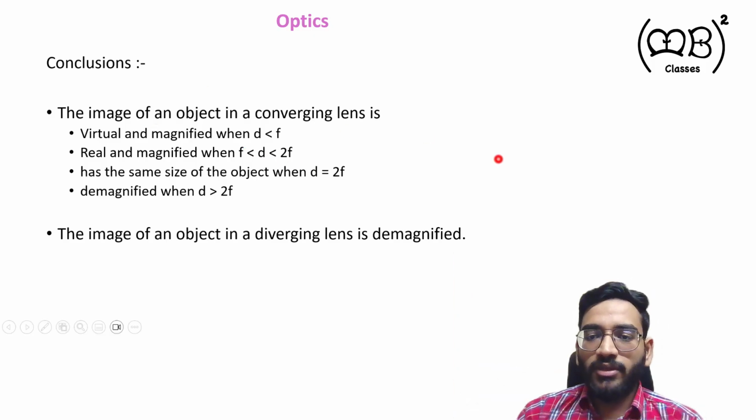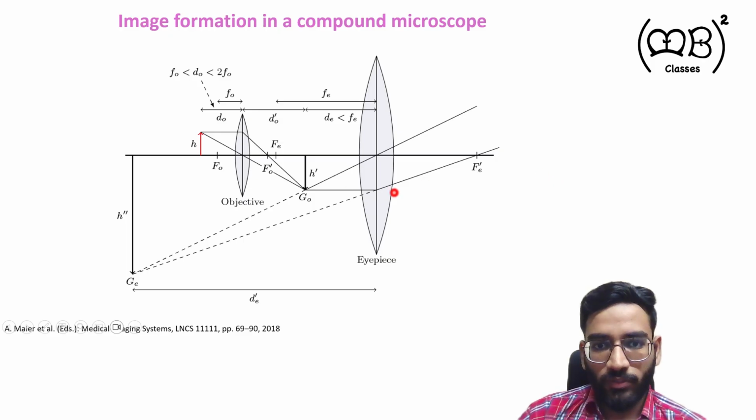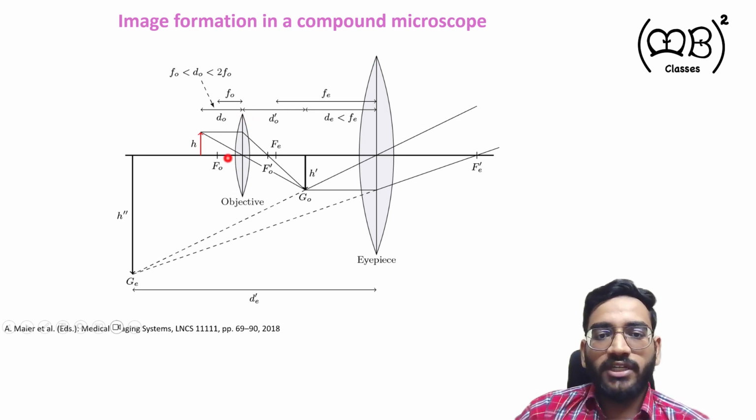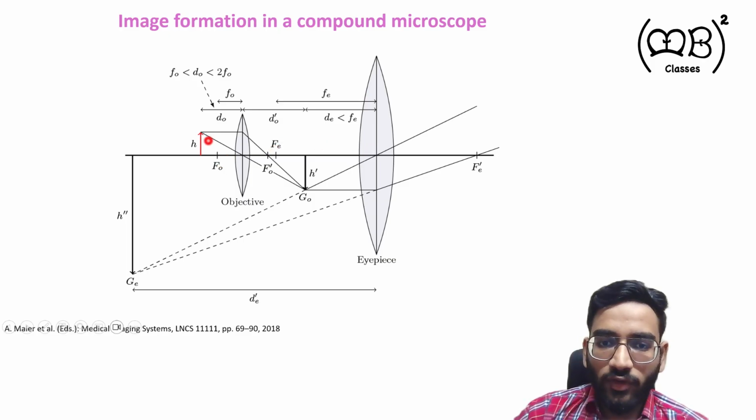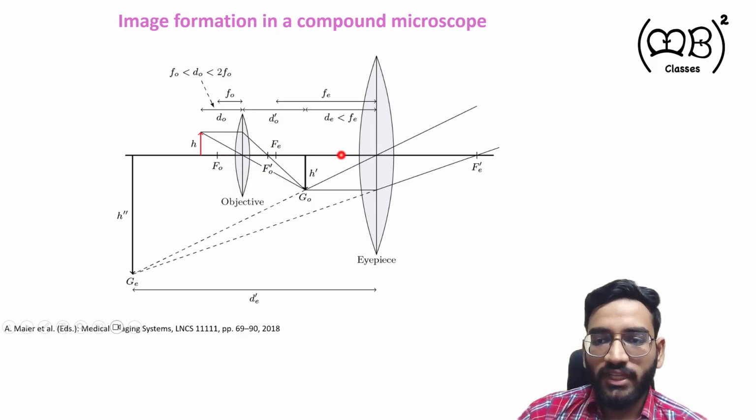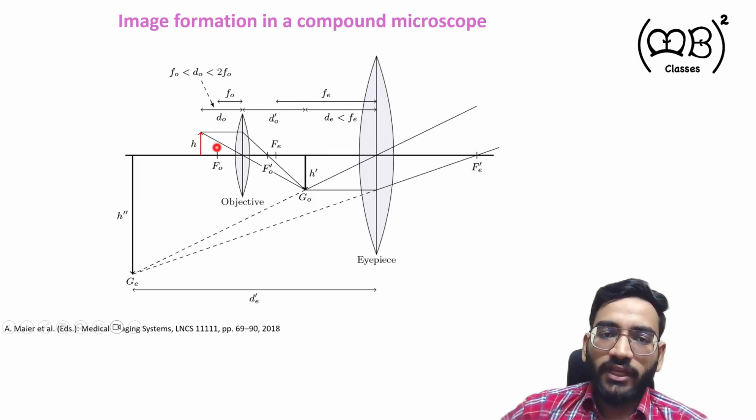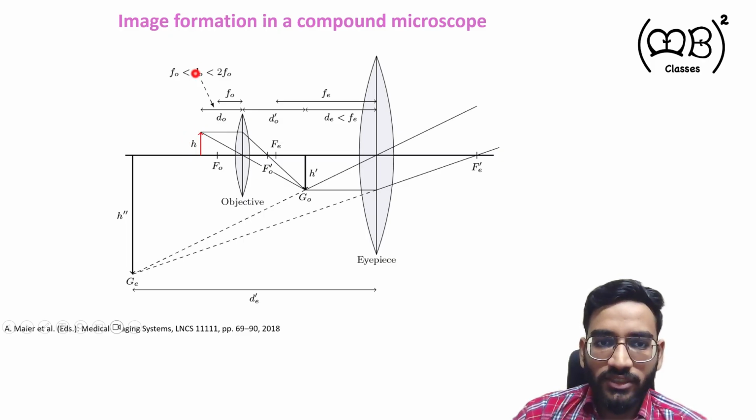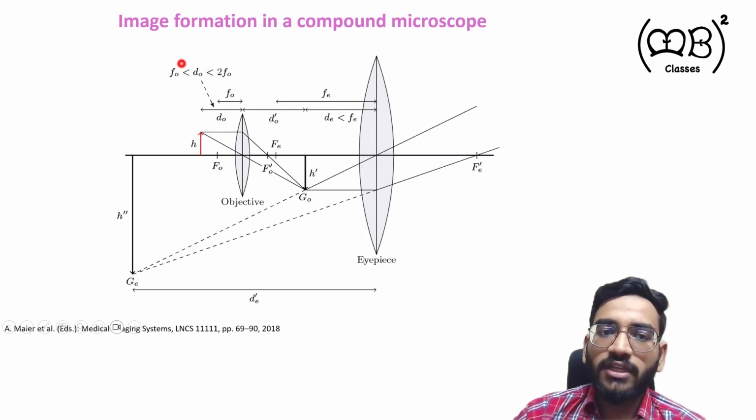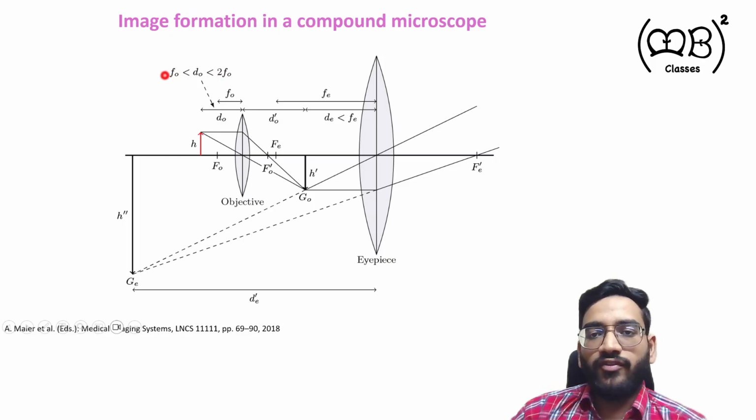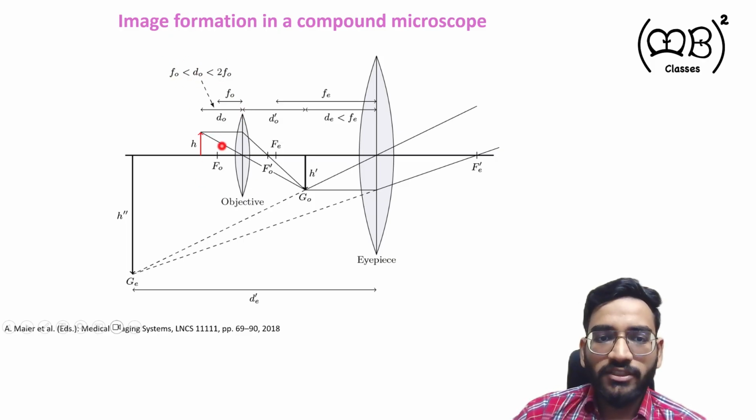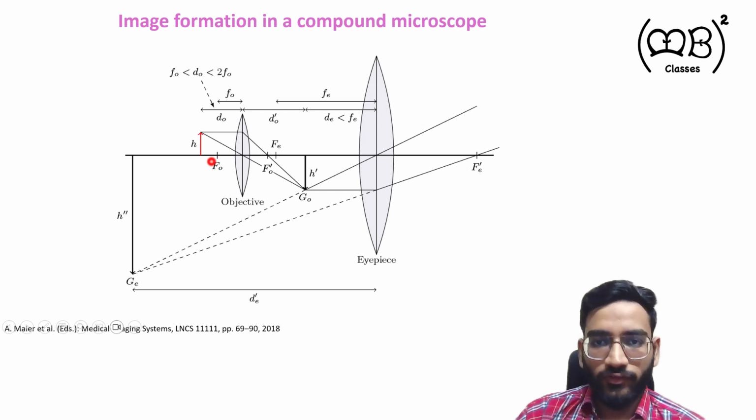So how is the image formation happening in a compound microscope? For example, this is the objective lens and this is the eyepiece. The objective lens has more power, so the focal length is less. The eyepiece has a lesser power, so the focal length would be more. This is the focal length of the objective, FO and FO dash, and FE dash would be the focal length of the eyepiece. Now the distance of the object is within 2F and F of the objective. The object is placed more than the focal length but within 2F of the objective.